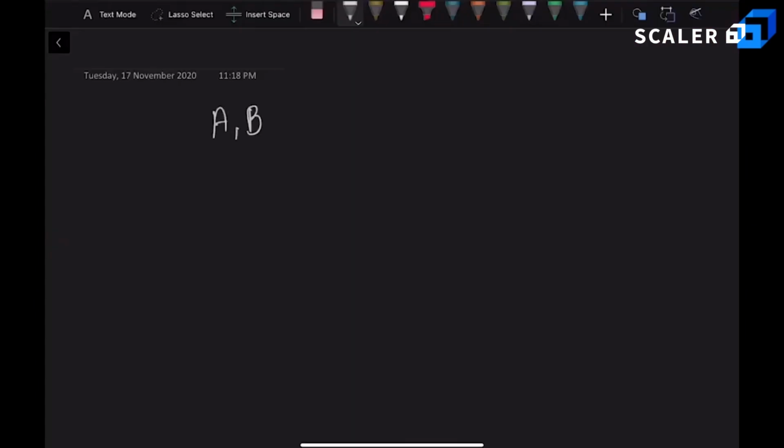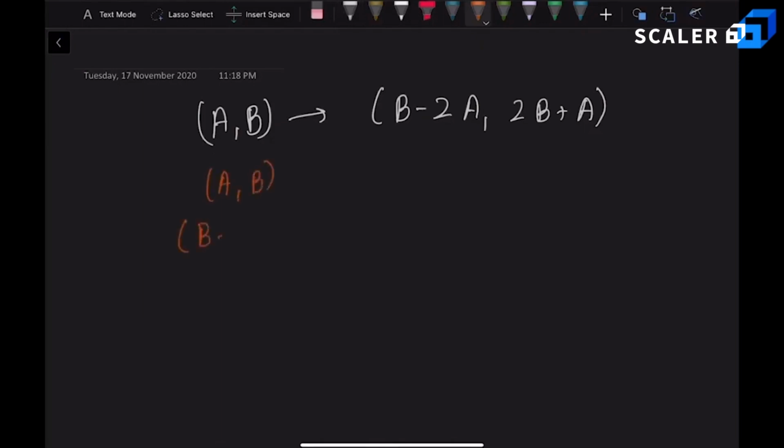So as per our operation, (a, b) is changed to (b minus 2a, 2b plus a). So let's actually look at how the values change. Initially the value is (a, b). After doing an operation, the value will be (b minus 2a, 2b plus a).